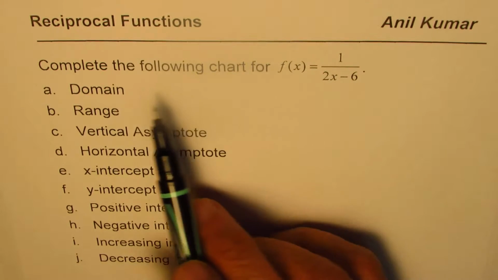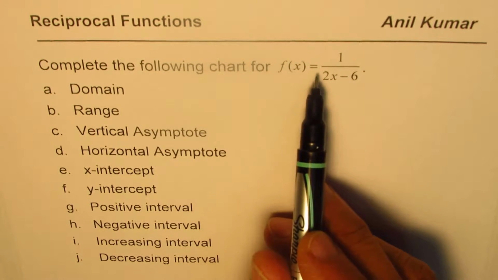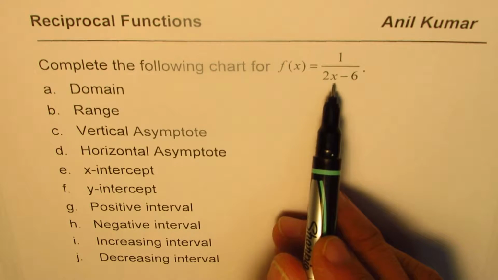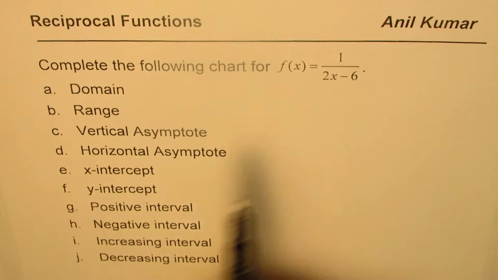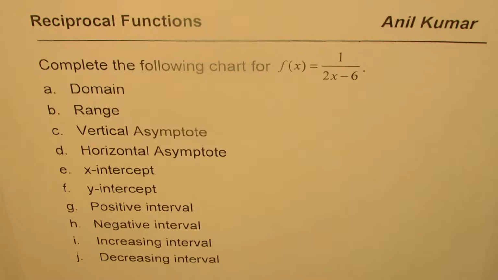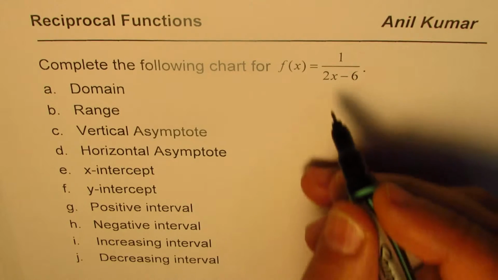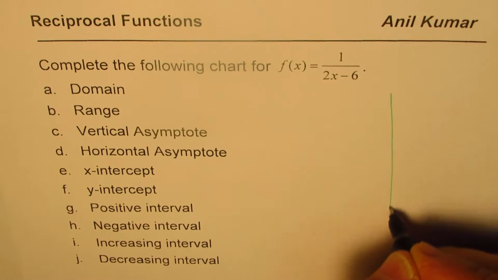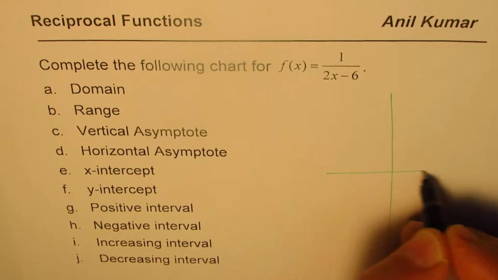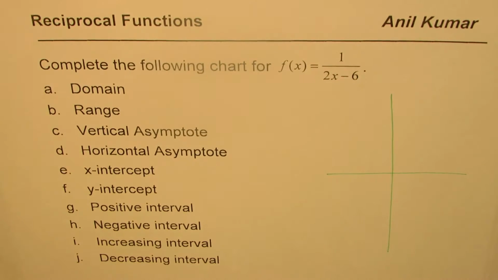The question here is, complete the following chart for f of x equals 1 over 2x minus 6. We need to find its domain, range, vertical asymptote, horizontal asymptote, x-intercept, y-intercept, positive interval, negative interval, increasing interval, and decreasing interval. You can pause the video and answer the question. To begin with, let us try to sketch this function. Then it becomes easier to describe all these characteristics.